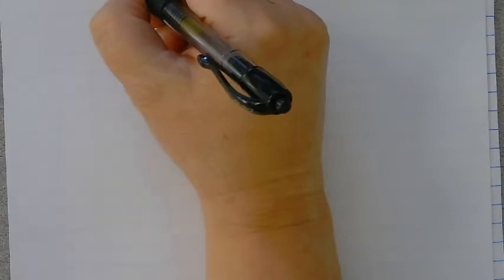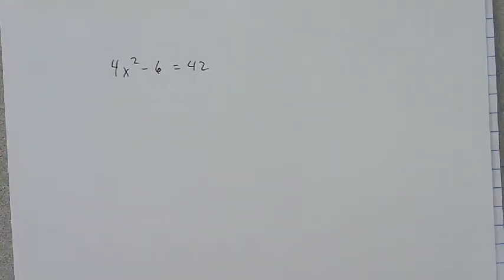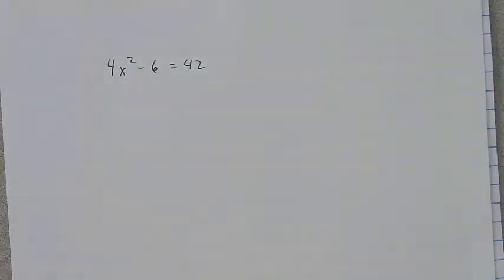So let's do a couple more examples here. I'm going to start with this one: 4x squared minus 6 equals 42. If I were you, I'd try this myself first and then come back and watch the video and make sure we get the same answer.